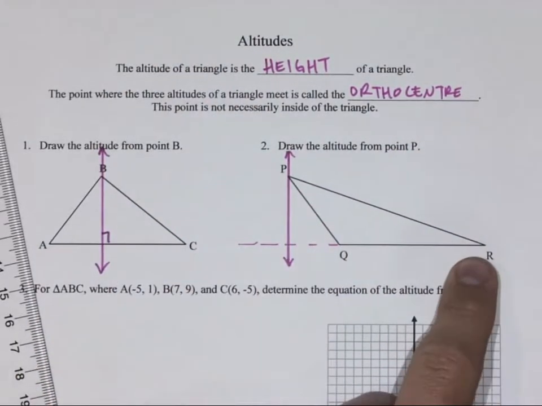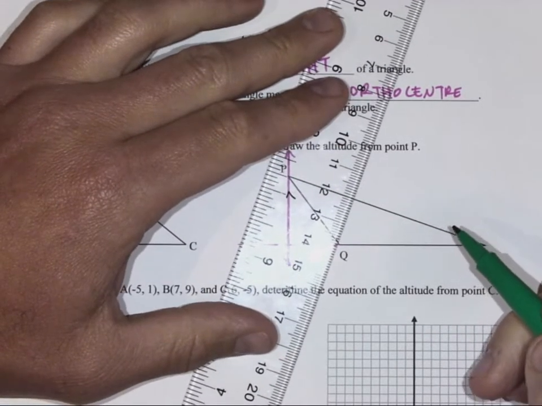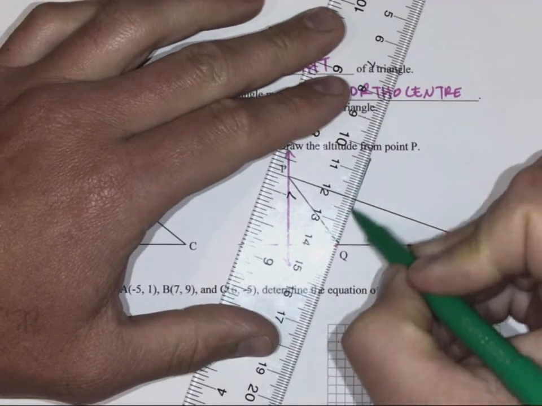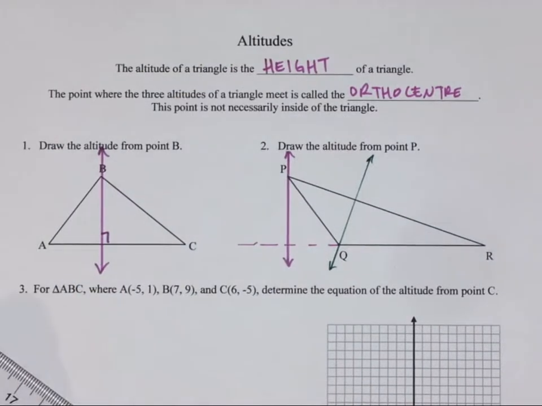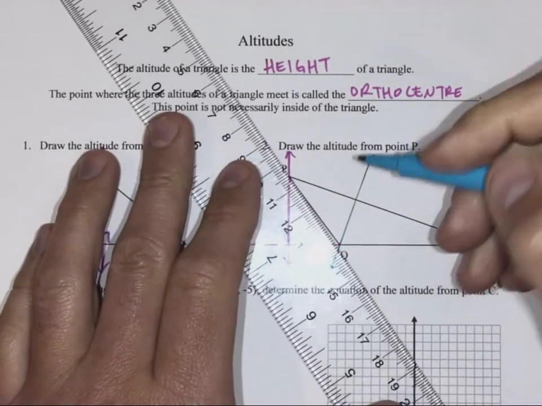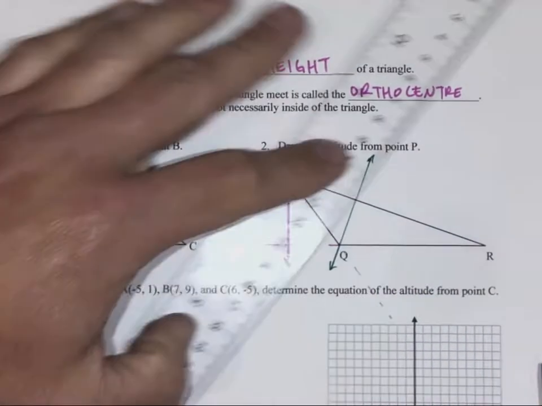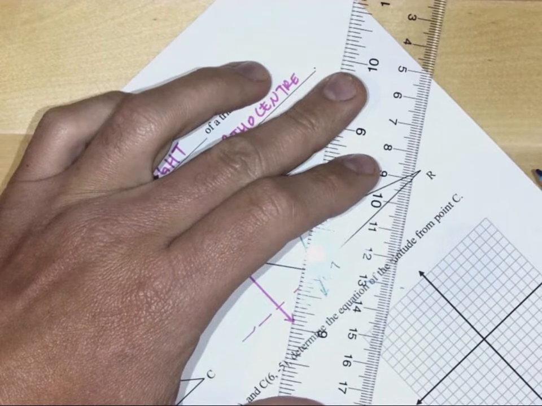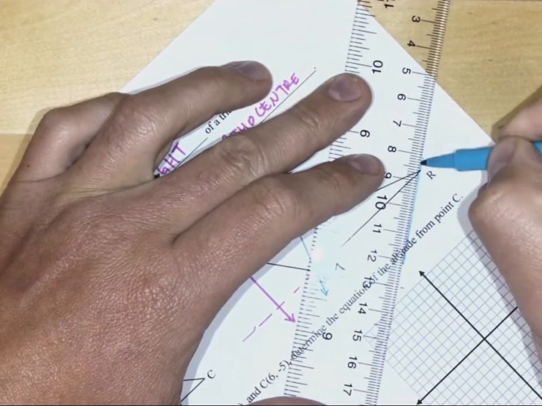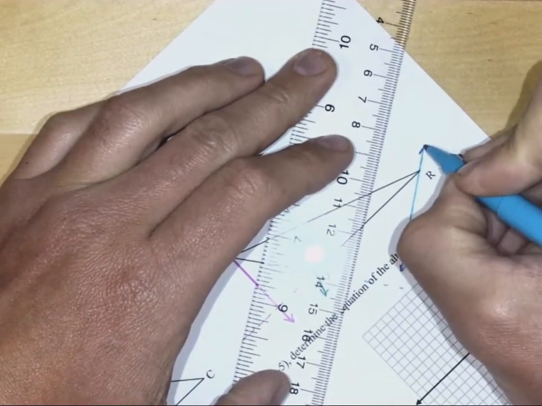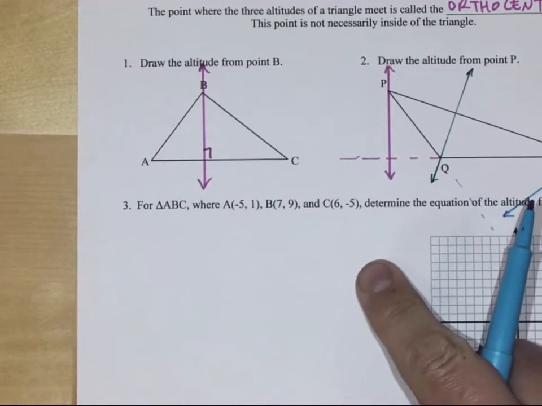If we did that for all three of these points, we would have our orthocenter. So it crosses PR at 90 and goes through Q. And if I think about continuing this, and drop it at 90 through R, you can see it's going to go into the next question, but they're all going to meet somewhere over here, my orthocenter.